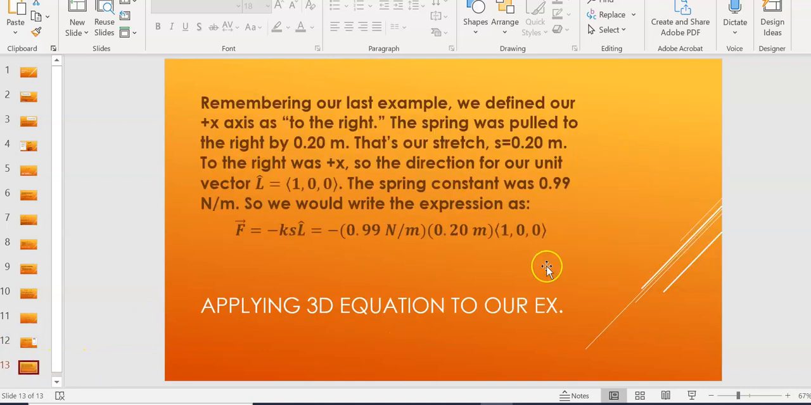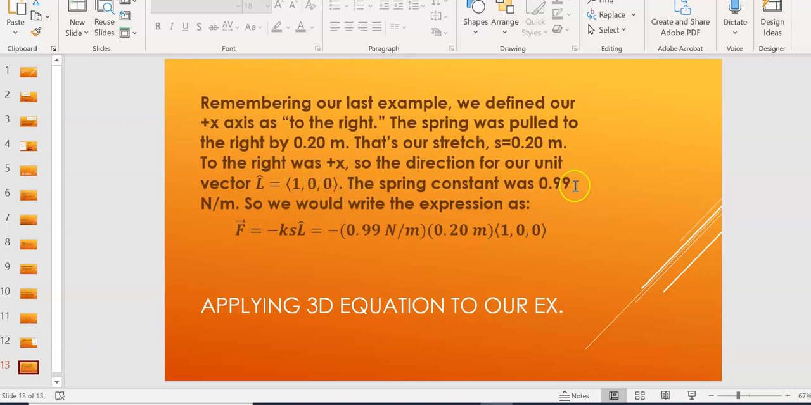If it's not, let's apply it to the little problem that we just did, right? Remembering our last example, we defined our plus x-axis as to the right, and we said that the spring was pulled to the right, okay? Now, the magnitude of that stretch when we let her go was 0.2 meters. So since that's the stretch, then s is equal to 0.2 meters, right? Now, to the right was plus x. So if we pulled it to the right, then that's the direction that our vector L would point. And so that would mean that our unit vector L hat would be plus 1, 0, 0, right? Because it points in the positive x direction, okay? And the other components would be 0.